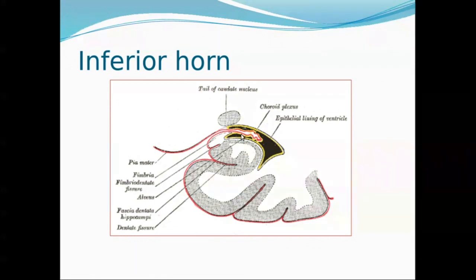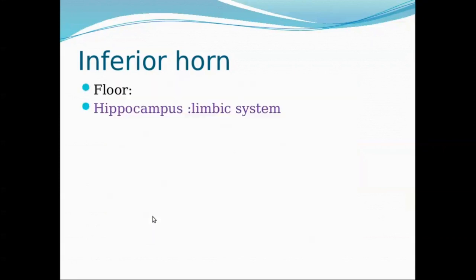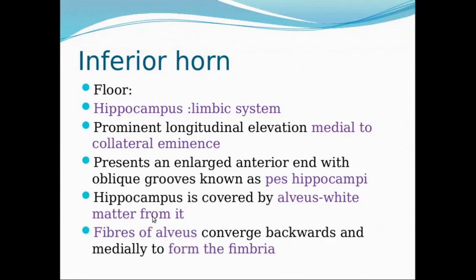If you see, this is the inferior horn. Roof in the medial part is formed by the tail of caudate nucleus, and it will be ending in the amygdaloid body. If you see the floor, it is formed by the collateral eminence and also by the hippocampus. Floor, hippocampus, limbic system. It belongs to the limbic system. This longitudinal elevation is medial to collateral eminence. It presents an enlarged anterior end that is called as pes hippocampi.